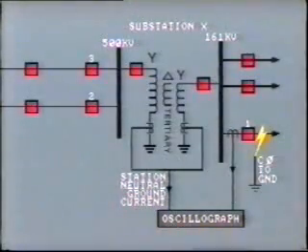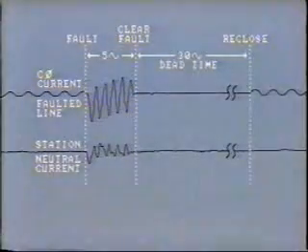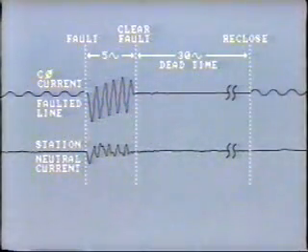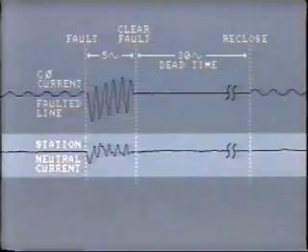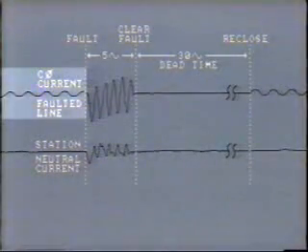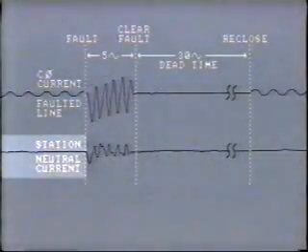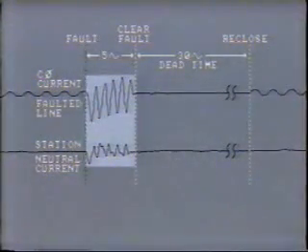A single line-to-ground fault occurred on C phase of one of the 161 kV lines leaving Station X. These traces were recorded automatically by an oscillograph machine installed to capture fault information. Here we show the C phase current on the faulted line and the station neutral current. Just prior to the fault, normal load current flows in C phase of the line, and the station neutral current is close to zero. When the fault occurs, both phase current and neutral current increase dramatically, as we would expect.